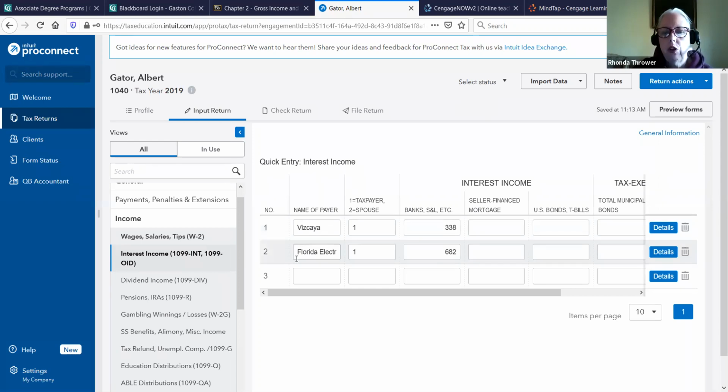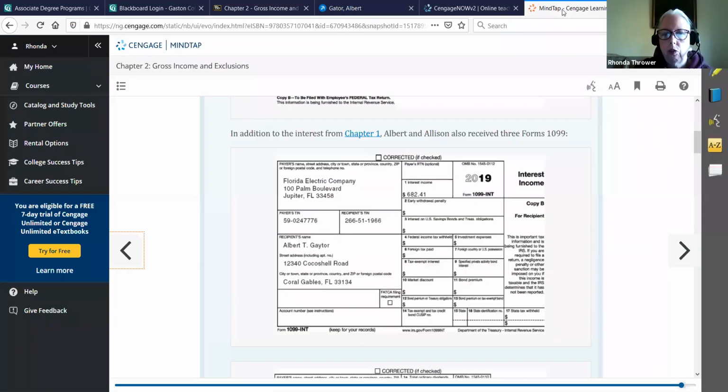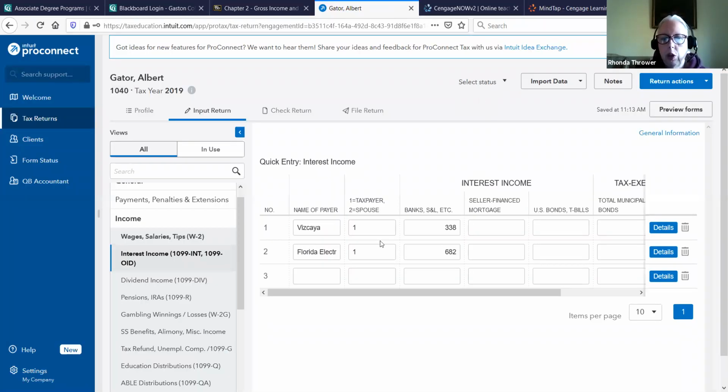In chapter 2, we're going to add the Florida Electric, I believe it was, and I'm going back to your instructions for just a minute. The Florida Electric Company is where we have incurred some interest income of $682.41. So we're going to enter this in our interest income in ProConnect.